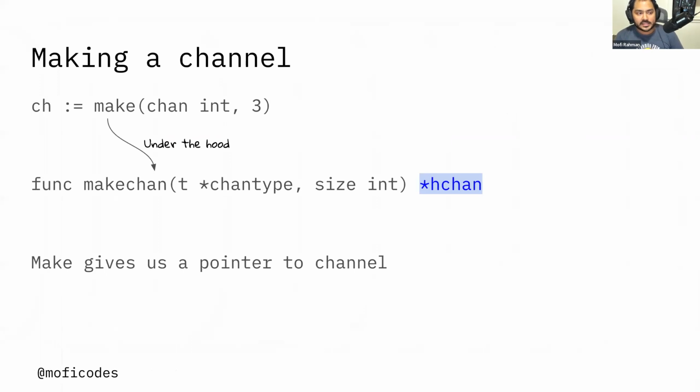So when you call make chan int of size 3, what we're doing is calling this function makechan of the Go source code, and that has a t of pointer channel type and the size int, and it gives you back a pointer to an hchan. So we get a pointer. That's why you can just pass the channel off to other things. And once they change something about the channel, the overall global channel gets changed.